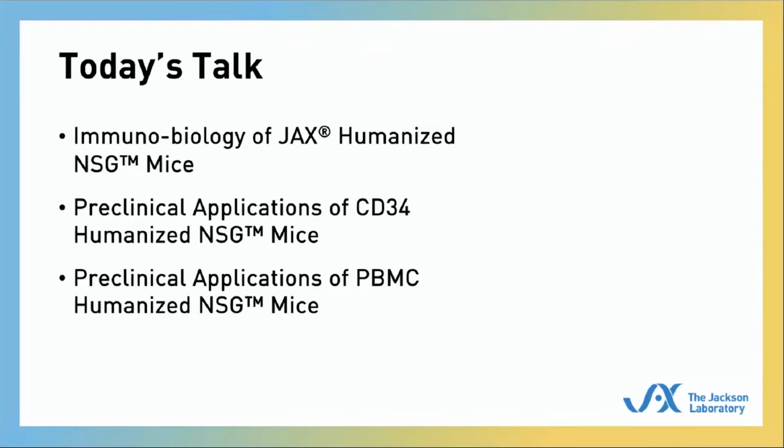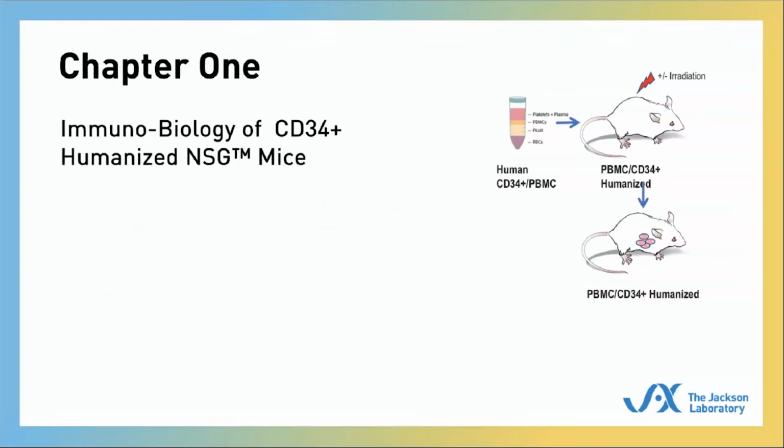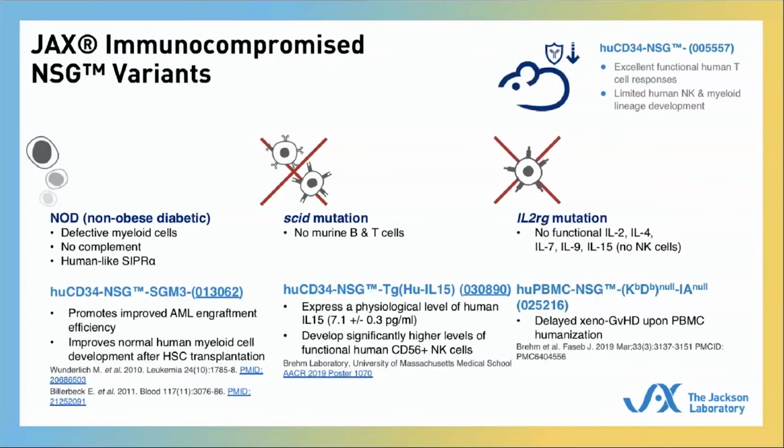So moving on to the first chapter, just an overview of the immunobiology of the humanized NSG mice at JAX. And I want to take a minute just to remind the audience about the JAX NSG variants. So the NSG really is the gold standard immunocompromised mouse. And why is that the case?